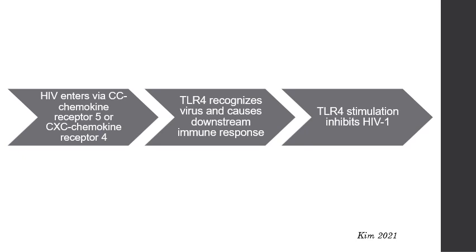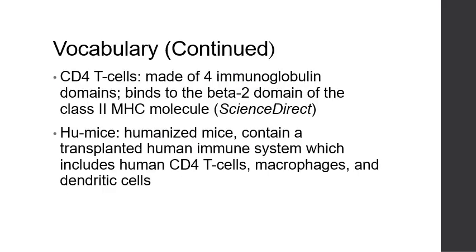However, if there is an SNP or mutation of TLR4, then the risk of HIV increases as the body is not able to initiate this immune response. CD4 T cells are important to that immune response. These are single-chain molecules made of 4 immunoglobulin domains. CD4 T cells bind to the beta-2 domain of the class 2 MHC molecule. MHC molecule is the major histocompatibility complex. And class 2 means that this is the type present on antigen-presenting cells.